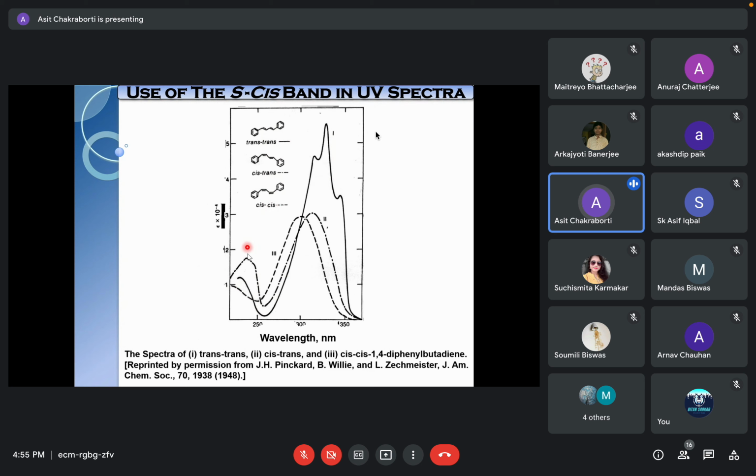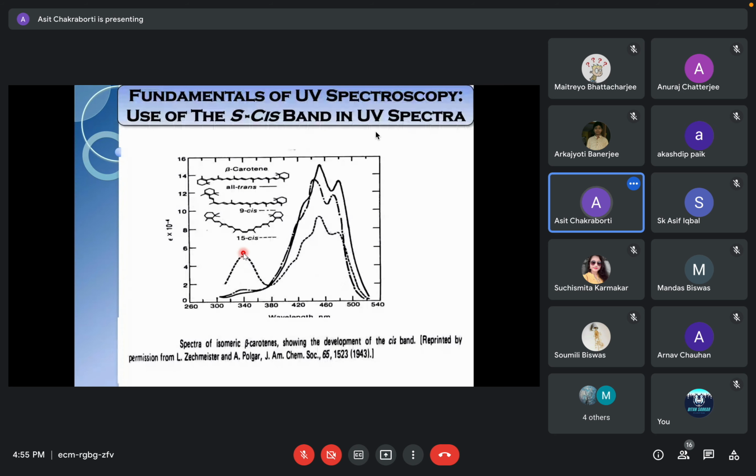And see that this band is coming. This is called the S-cis band. Why is it coming? Now you have developed such an S-cis conformation that you are destroying the centrosymmetric nature, and the transition which was not permissible over here, now the symmetry property permits, so you are getting an extra band. That's the reason this is called the S-cis band. And it becomes a very useful technique to determine the stereochemistry of a molecule.